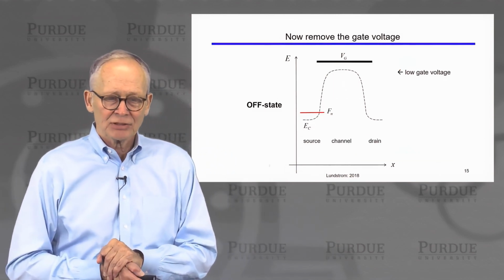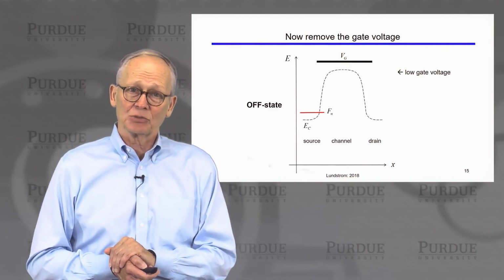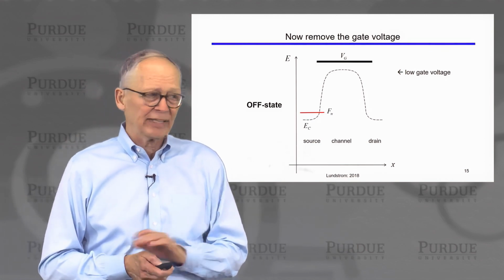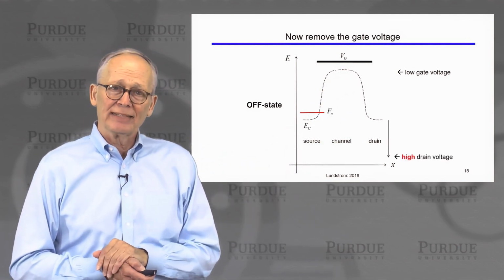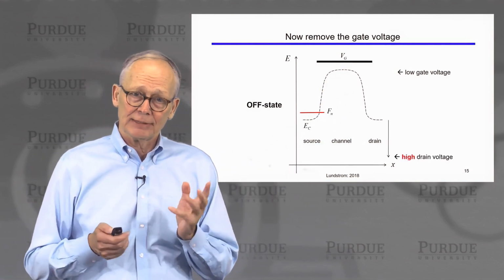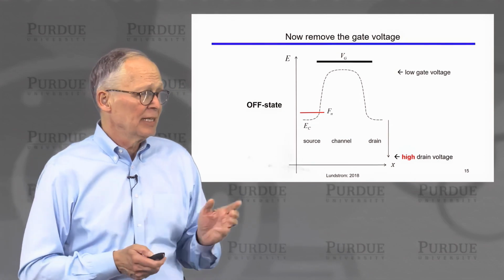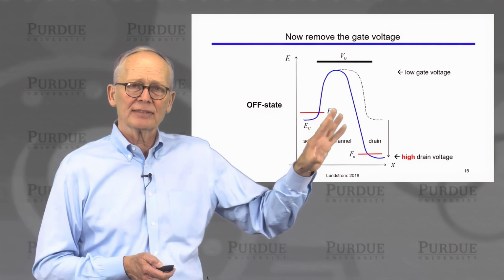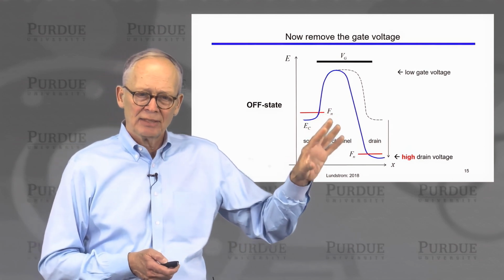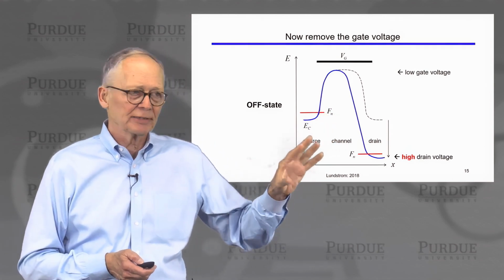Okay. So now let's remove the gate voltage and ask what would happen. If we remove the gate voltage, the energy is going to stay high. But if we keep the large drain voltage there, then we've pulled the energy down in the drain. So this would be a situation under which we would measure the off current.